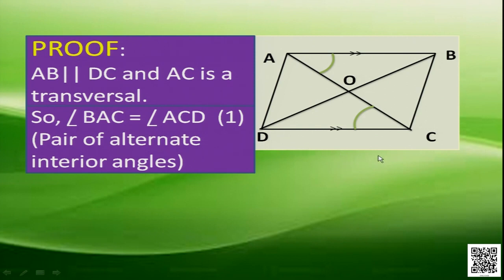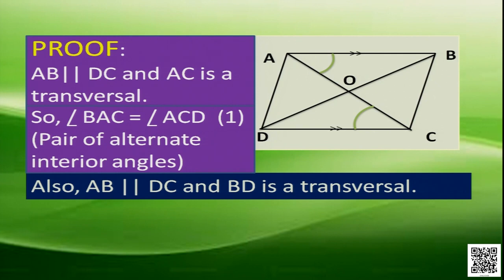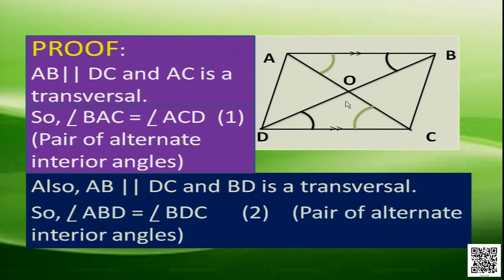And we can also consider another set of lines, like AB is parallel to DC and BD is the transversal. If BD is the transversal, then what are the alternate interior angles? ABD and BDC are the alternate interior angles. So we can write angle ABD is equal to angle BDC.